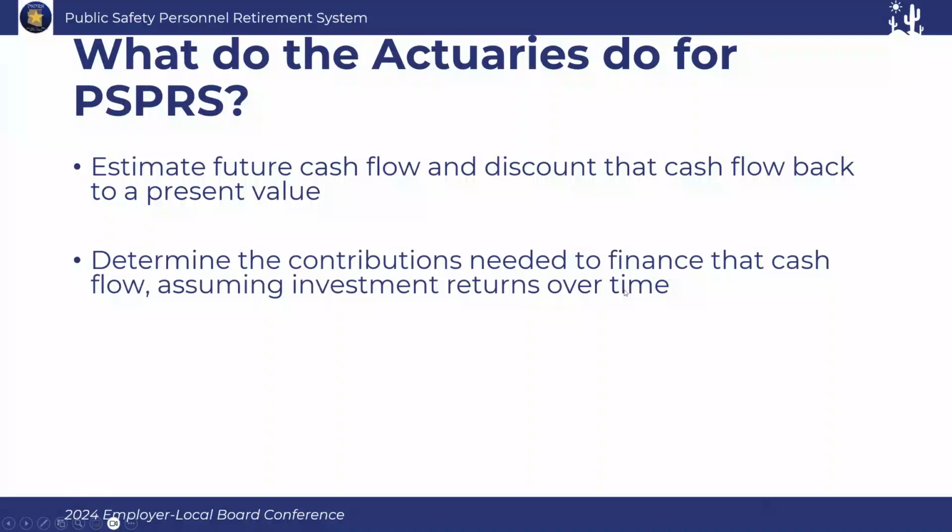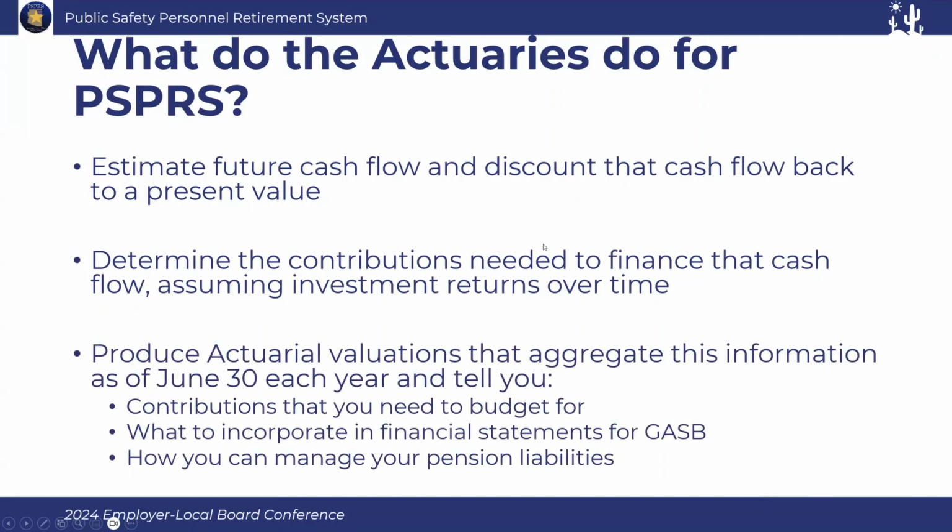What they do is then determine the contributions needed to finance that future cash flow, assuming investment returns over time. So the money that employers and employees contribute to PSPRS, that of course gets invested, and that brings down what would otherwise need to be contributed to pay for those benefits in the future. And then the actuaries produce an actuarial valuation every year that aggregates this information as of June 30th each year and tells you the contributions that you need to budget for, what to incorporate into your financial statements for GASB reporting purposes, and how you can manage your pension liabilities.